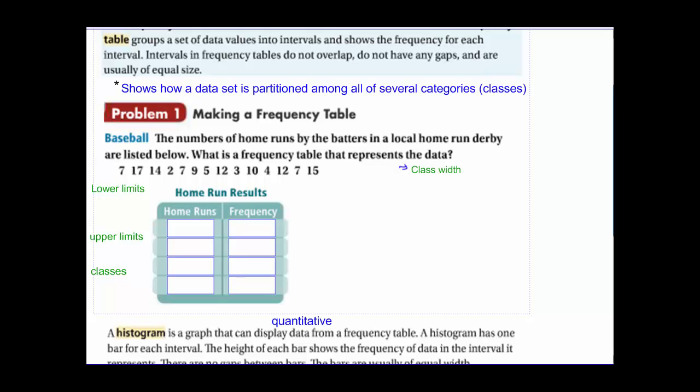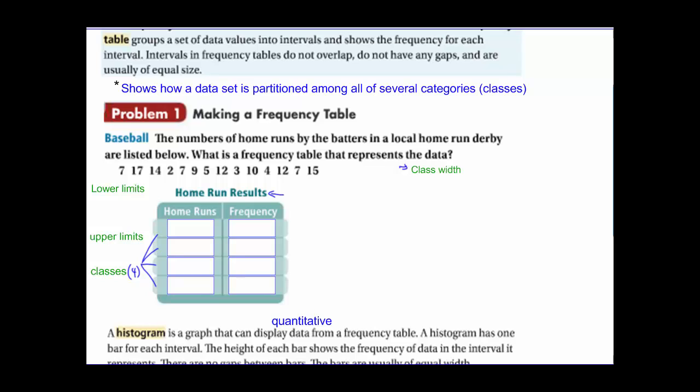So in problem 1, the numbers of home runs by the batters in a local home run derby are listed below. What is the frequency table that represents the data? If you notice, we have a title here, home run results, and then we're looking at home runs and frequency. There are 1, 2, 3, 4 different classes. So this has 4 classes which are broken up into different sections or partitions. This is also going to correspond to the number of bars that we would use when we look at a histogram.